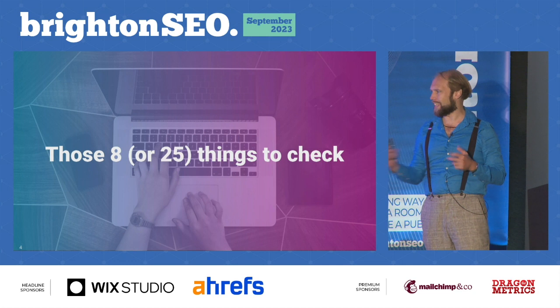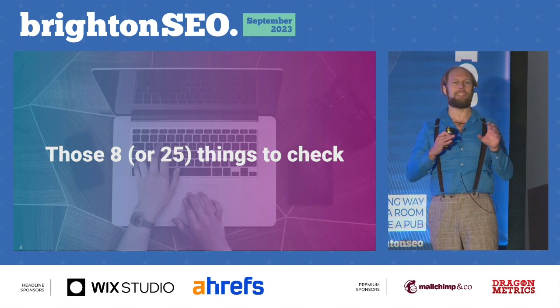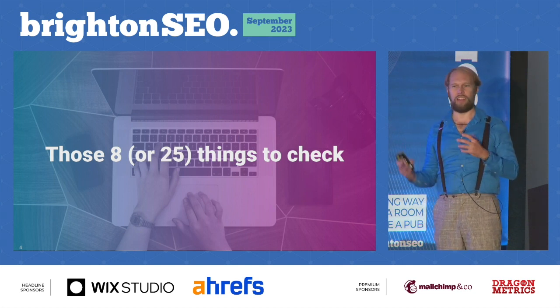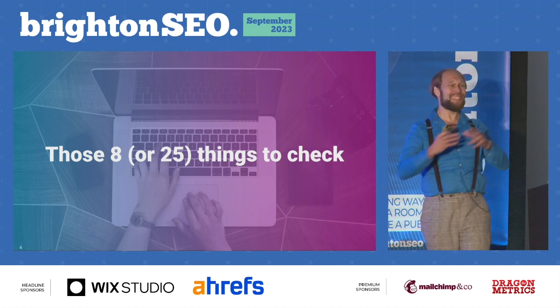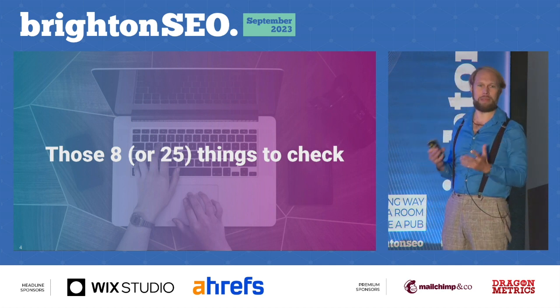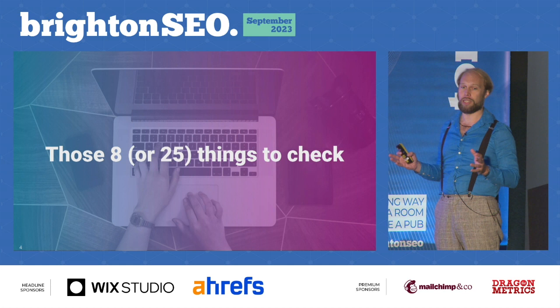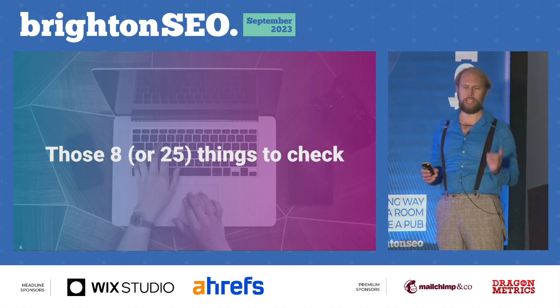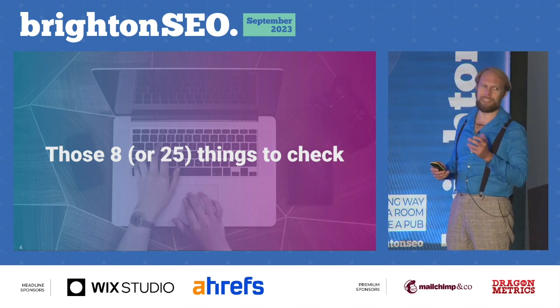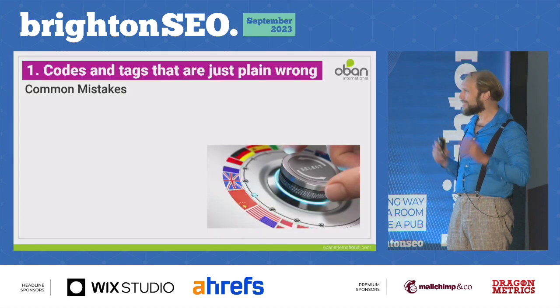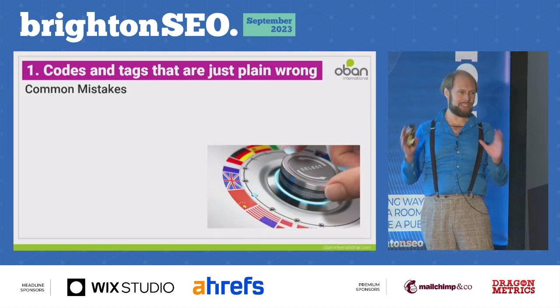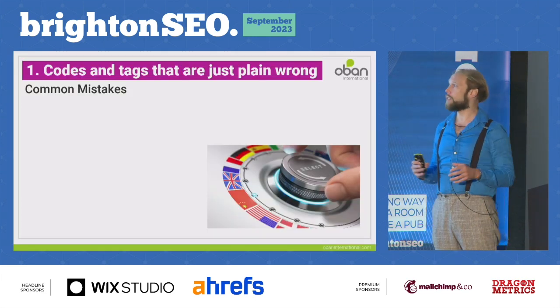Right, so what are those 8 things you need to check? There's 8 things to check, but there's actually 25 issues. But if I'd said 25 Hreflang checks, then maybe some of you wouldn't have come along, because that just seems like too many. But a lot of them are quite simple things to check and spot, and relatively easy to fix. But let's start off with just getting the tags right in the first place.